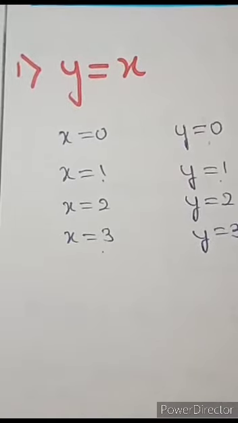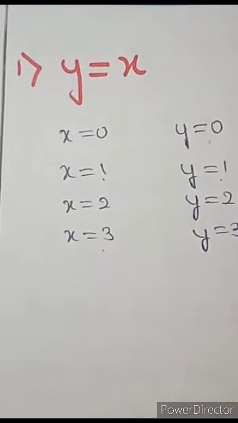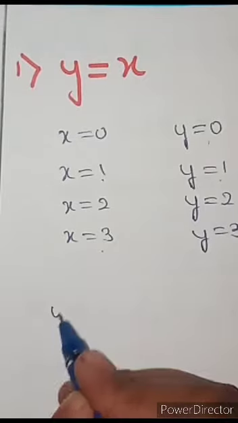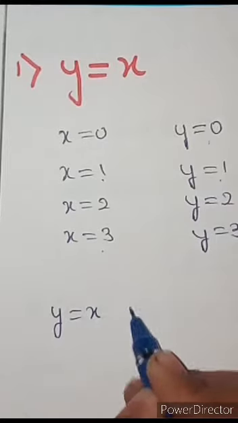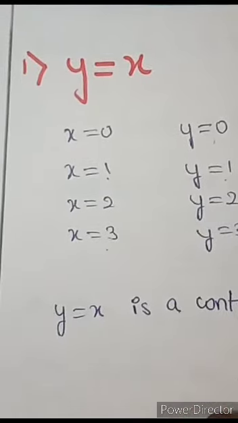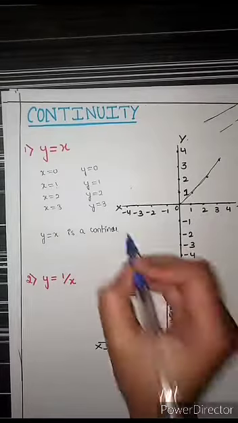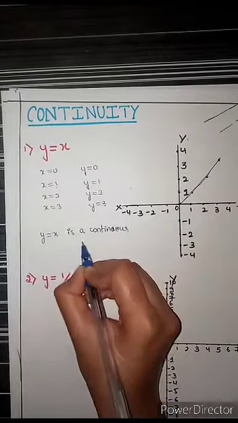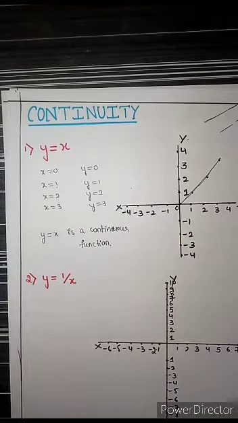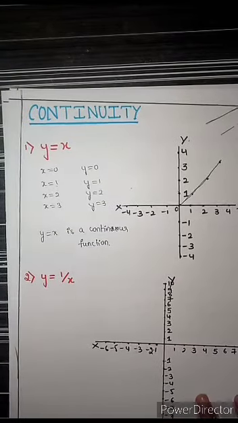Okay, this is the line. See here, I didn't lift my pen. The graph is continuous. There are no breaks, right? So y = x is a continuous function. Okay, now let's see one more example.